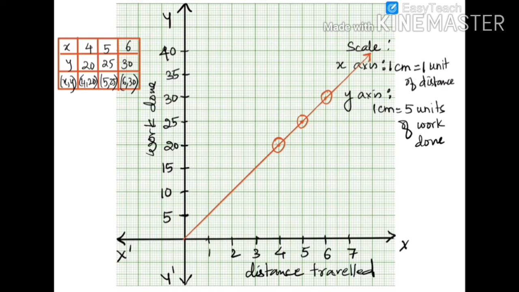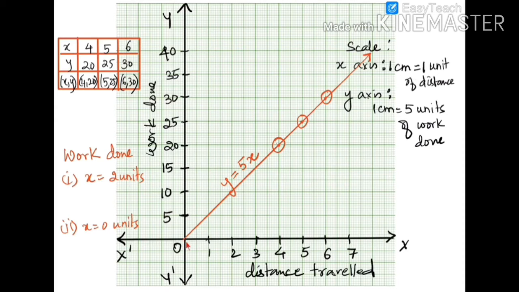Don't forget to write the corresponding equation. This line represents the equation y equal to 5 times x. Now we have to read from the graph work done when the displacement is 2 units and when the displacement is 0 units. That means we have to find y when x is equal to 2 units.